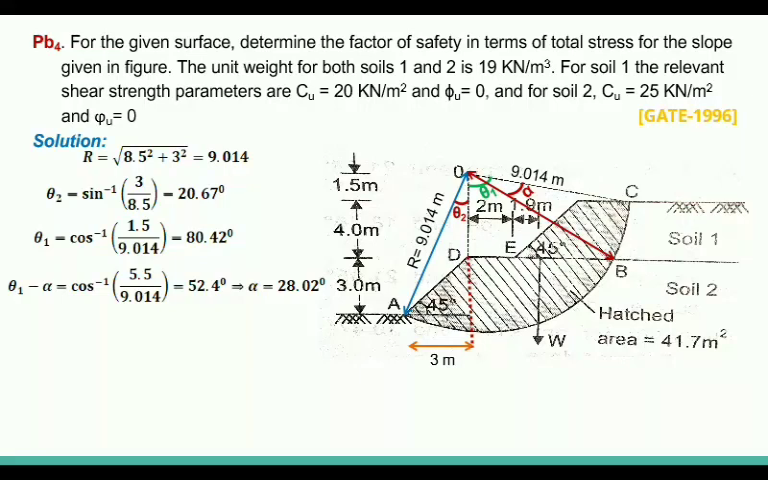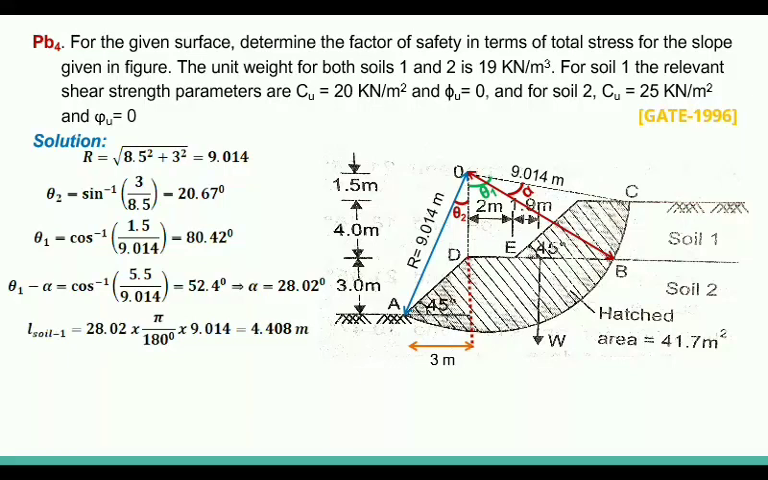We have already calculated theta 1, so by putting in the value of theta 1, we can calculate alpha, and that is 28.02 degree. We have applied all the trigonometric rules and calculated theta 1, theta 2 and alpha.